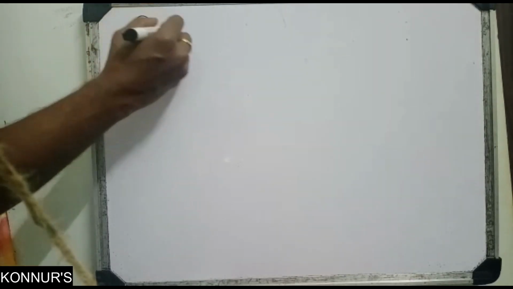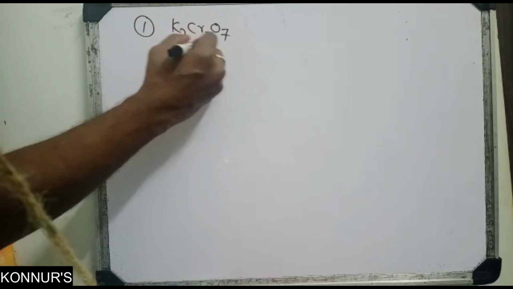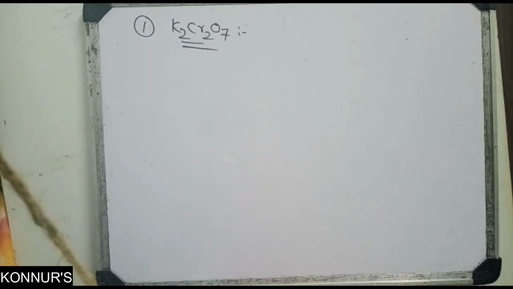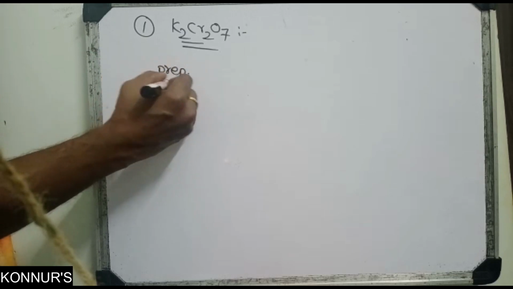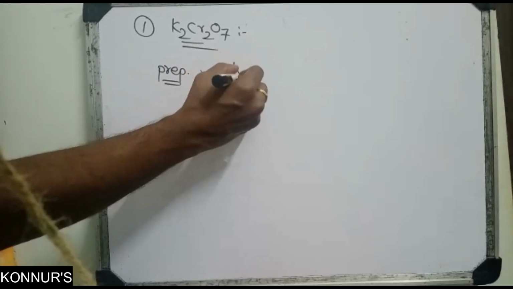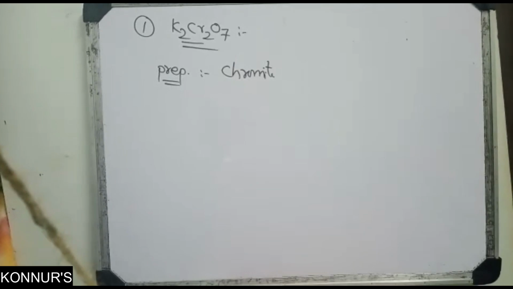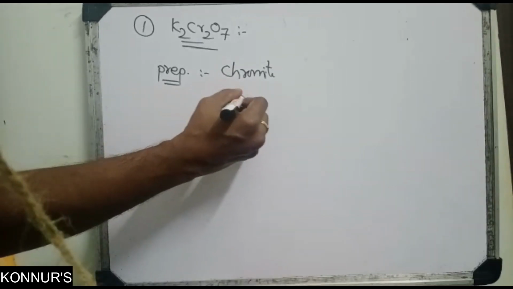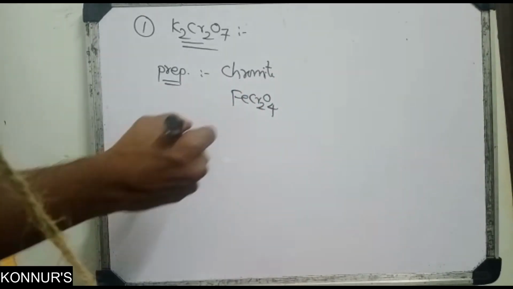In d-block elements, we have two important compounds. One is potassium dichromate, K2Cr2O7. So here the preparation of this one. First you take the ore. That is chromite ore, the formula is FeCr2O4. That is the ore we are taking directly.